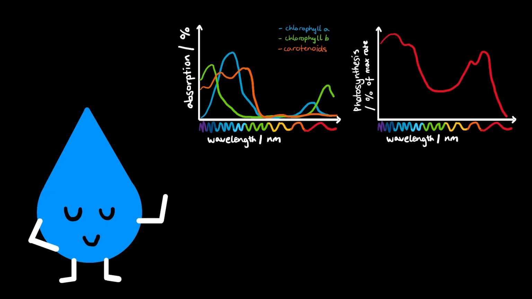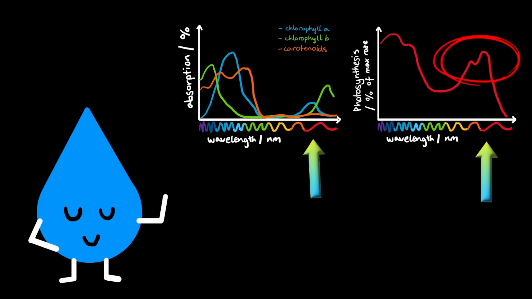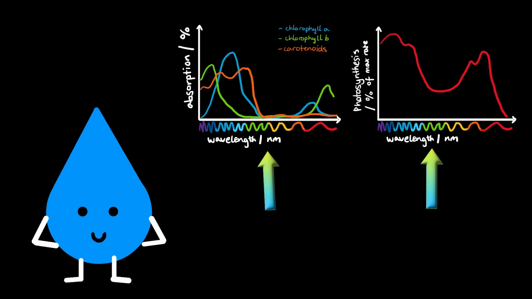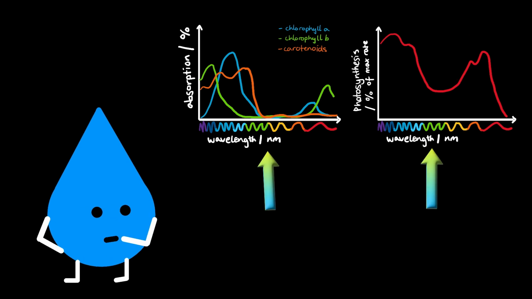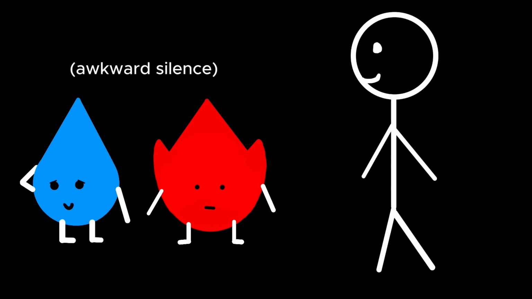For example, according to these graphs, if I shine red light on the plant, it is going to absorb more light, so it will have a higher rate of photosynthesis. But if I shine green light, not much light is going to be absorbed, so there will be a low rate of photosynthesis.